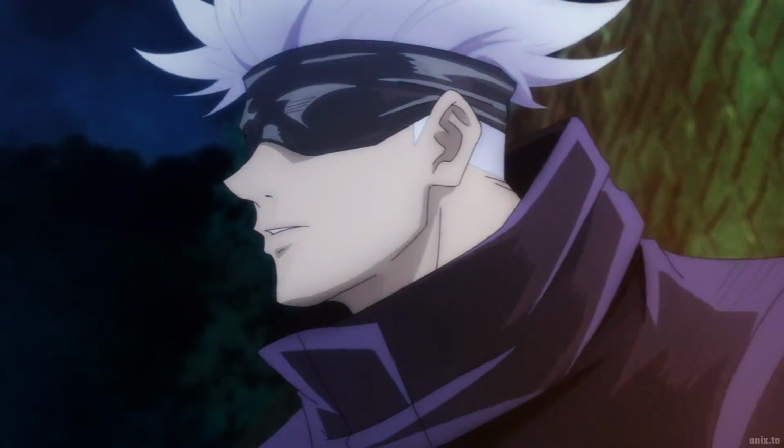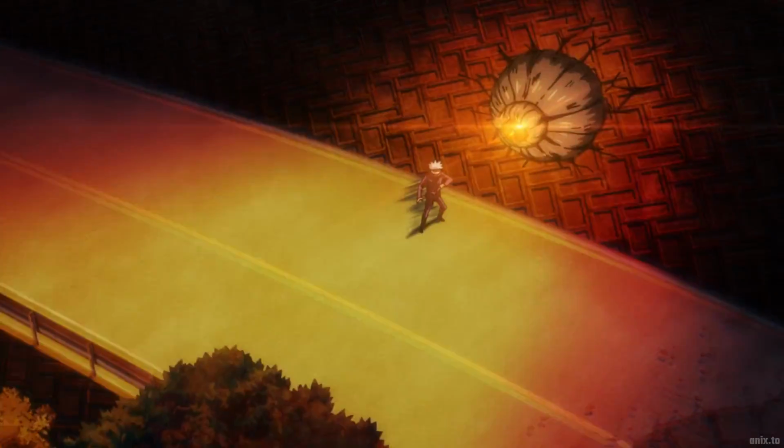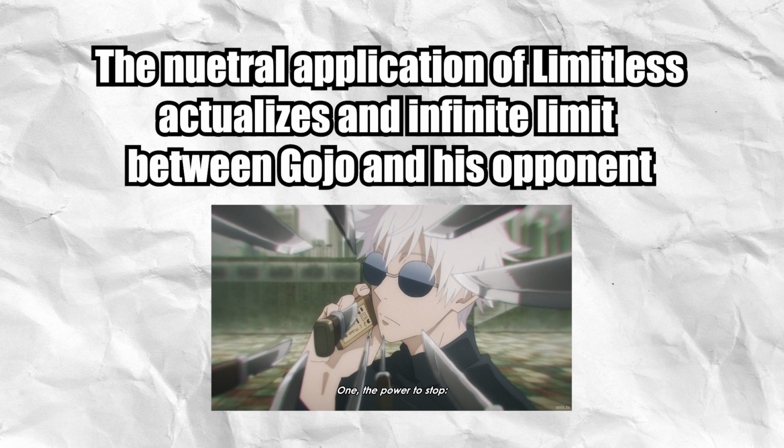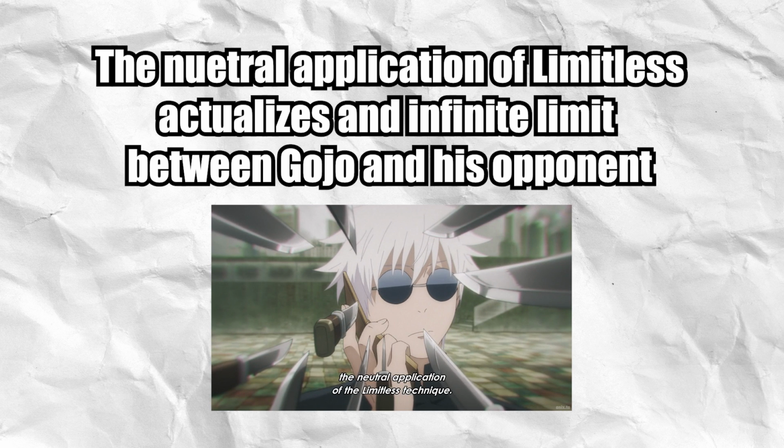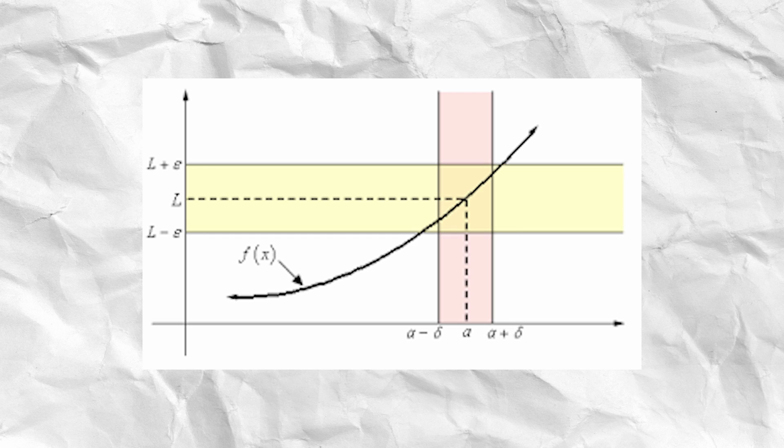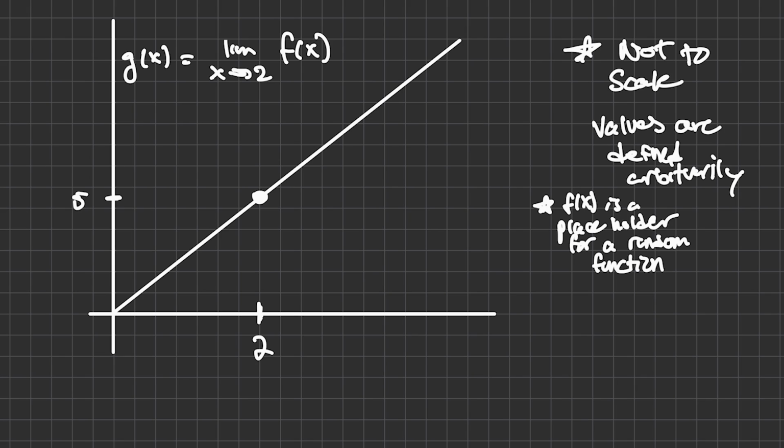If I were to define the neutral Limitless in a mathematical sense, the neutral application of Limitless actualizes an infinite limit between Gojo and his opponent. For people who don't study calculus, a limit is the recognizable behavior of a mathematical function as it reaches a certain value. In this example, if I were to find the limit of this equation as it approaches, let's say, 2, the limit would be 5.